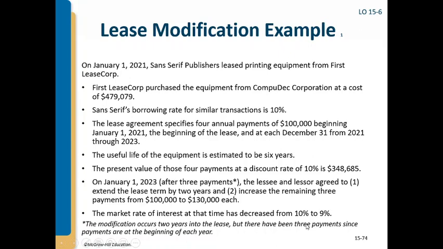On January 1, 2023, after 3 payments, the lessee and lessor agreed to extend the lease term by 2 years and increase the remaining payments from $100,000 to $130,000 each, and the market rate of interest at that time has decreased from 10% to 9%. And so the modification, just so you know, occurs 2 years in the lease, but there's been 3 payments. One payment made right up front at the time of the lease agreement, January 1, 2021. Another made December 31, 2021, and another December 31, 2022.